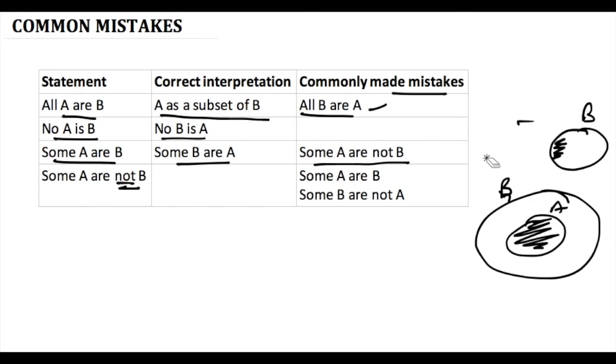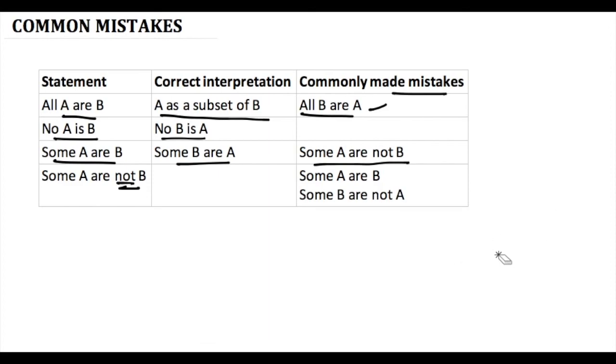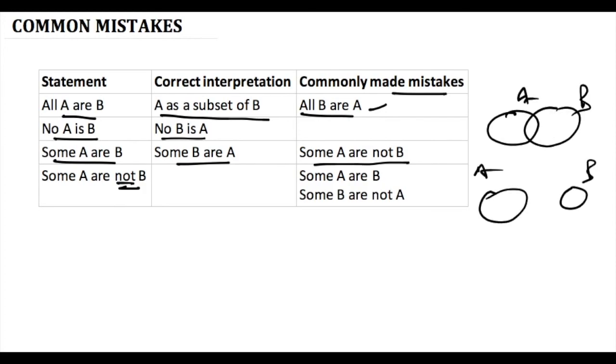Let's come to the fourth one. The fourth one says some A's are not B's. So a commonly made mistake here is some A are B. Some A's are not B's have two interpretations. One is this and the other is this. So when we're talking about the second combination, then this one becomes wrong, because this says that some A are B, but in this subcombination there is no overlap or commonality between A and B, so this becomes wrong, or this is a commonly made mistake.